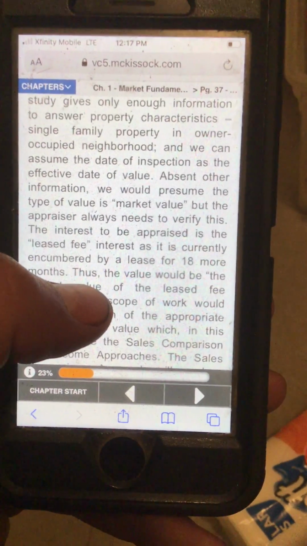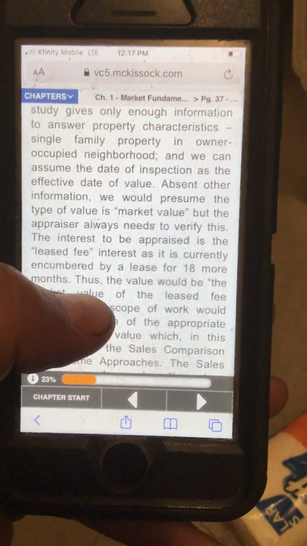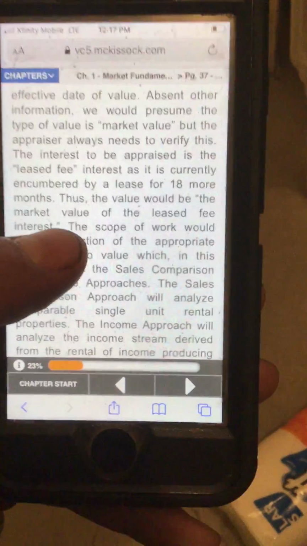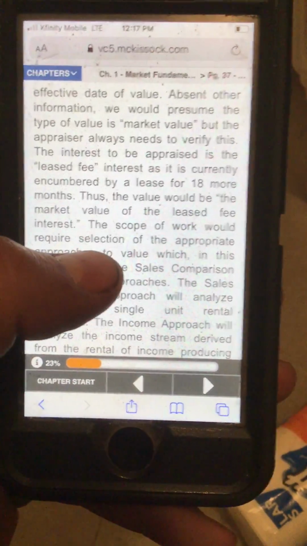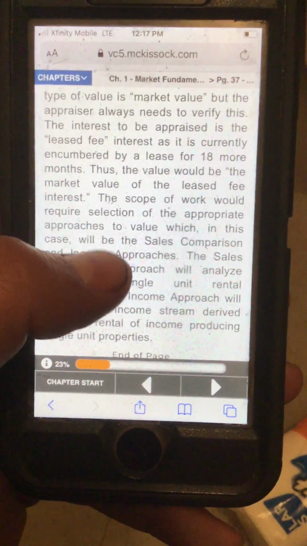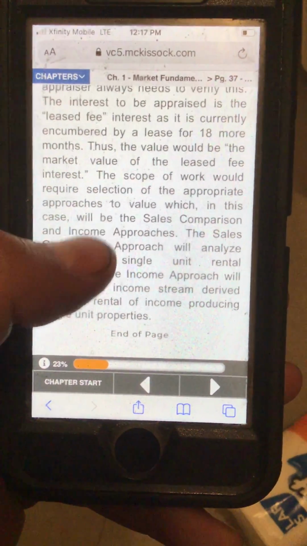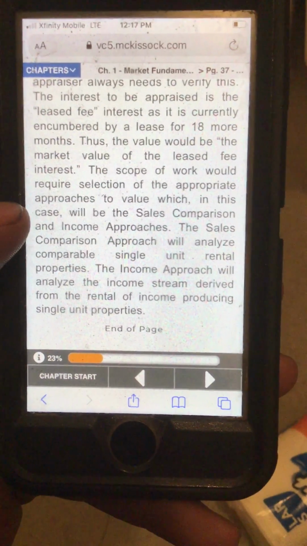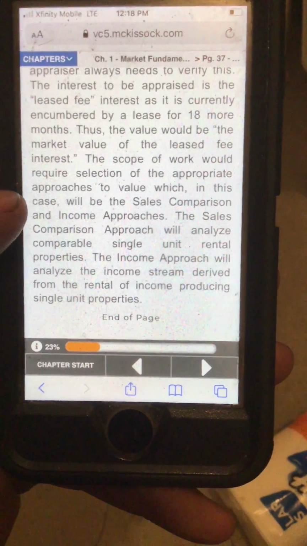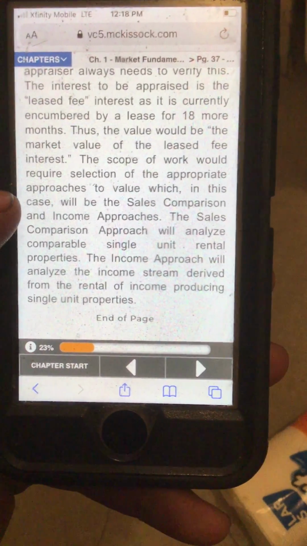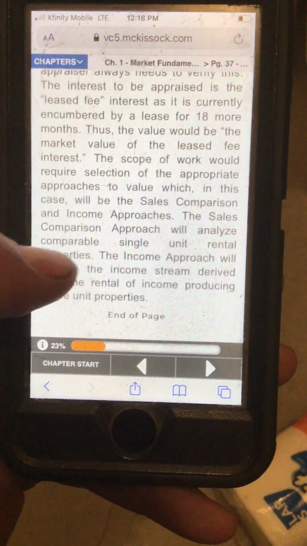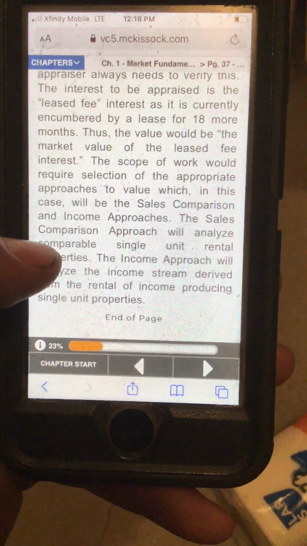Single-family property in owner-occupied neighborhood, and we can assume the date of inspection as the effective date of value. Absent other information, we would presume the type of value is market value, but the appraiser always needs to verify this. The interest to be appraised is the leased fee interest as it is currently encumbered by a lease for 18 more months. Thus, the value would be the market value of the leased fee interest.